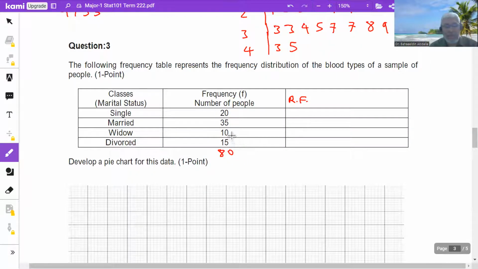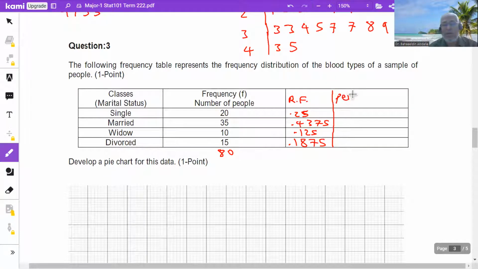And now I start using the calculator and dividing 20 divided by 80. This is 0.25. Okay. 35 divided by 80. This is 0.4375. And then 0.125. 15 divided by 80 is 0.1875. So this is the relative frequency.